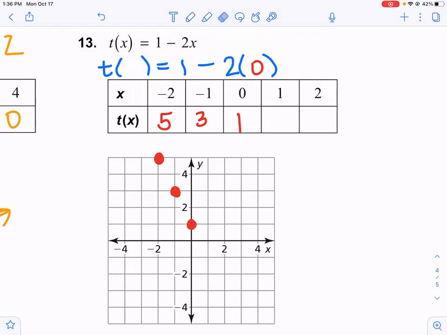Okay. When we plug in 1, 1 minus 2 times 1 is going to give us -1. And when we plug in 2, 1 minus 2 times 2 is going to give us -3. Now I have a question for you. So don't close up your books, because I have a question for you once you get this line graph.